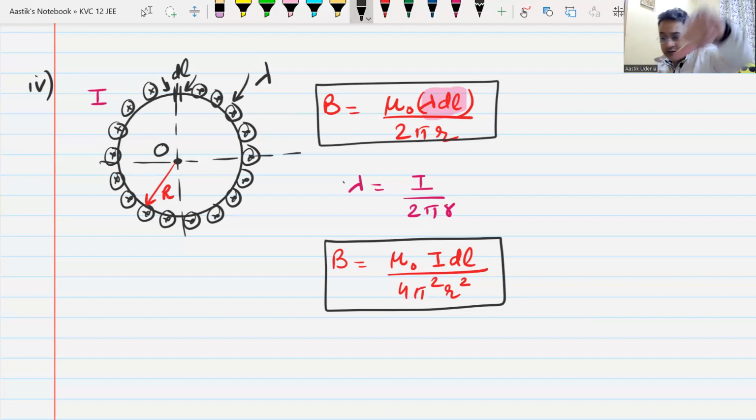Remember this question. This question can appear in your JEE Main, may not be in Main, but may be in Advanced. Note it down fast. I'll give you one more result.